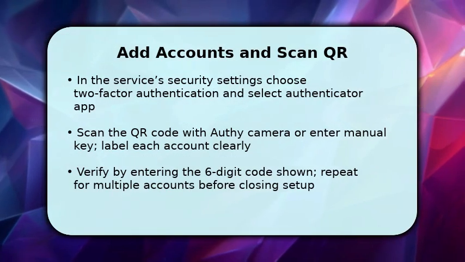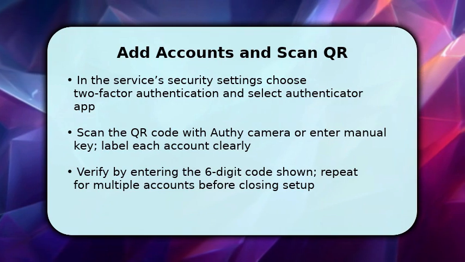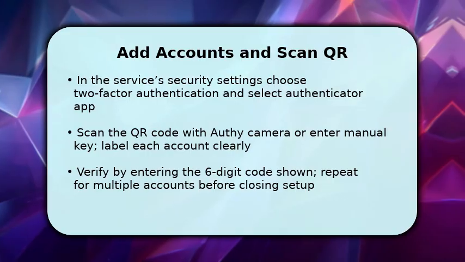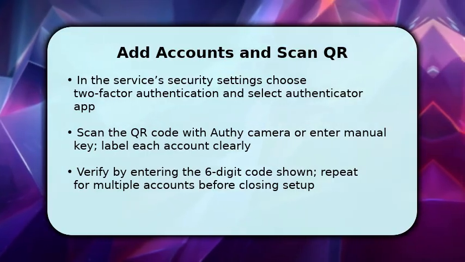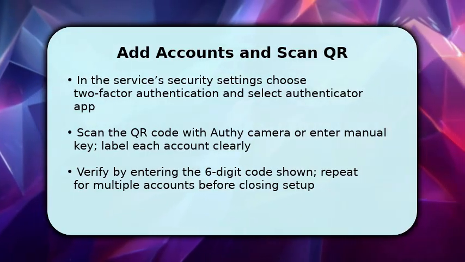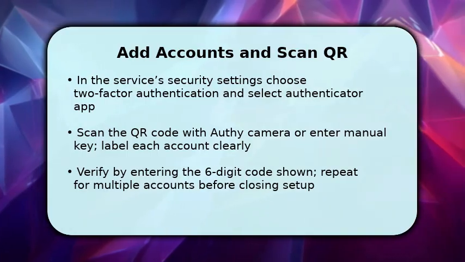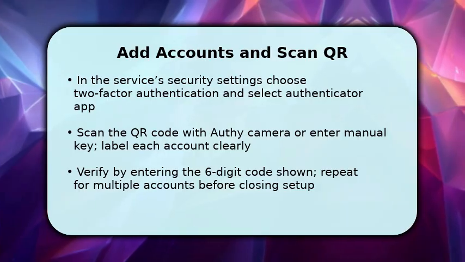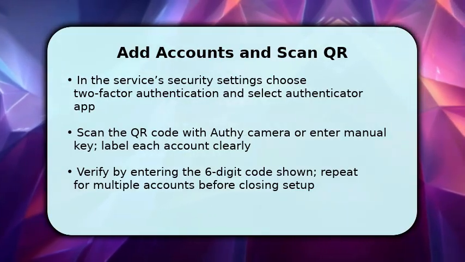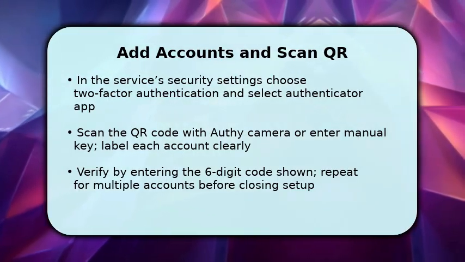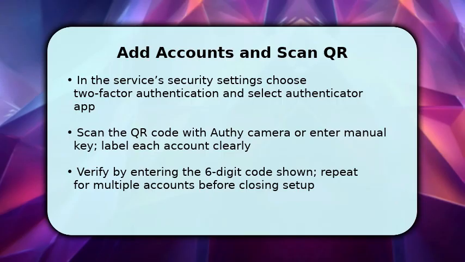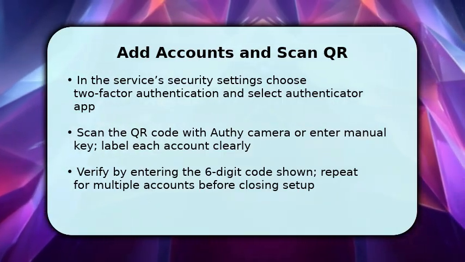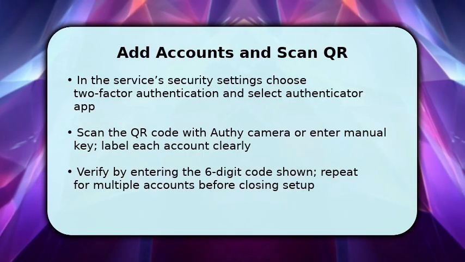Next, add each online account to Authy. In the site security or two-step settings, choose the Authenticator app option and display the QR code. Then open Authy, tap Add Account, and scan the QR. Optionally type the manual key if scanning fails. You must label each entry so you can identify accounts quickly. After scanning, enter the 6-digit code from Authy into the website's verification field to confirm. Repeat for every account before you exit to ensure all tokens work.